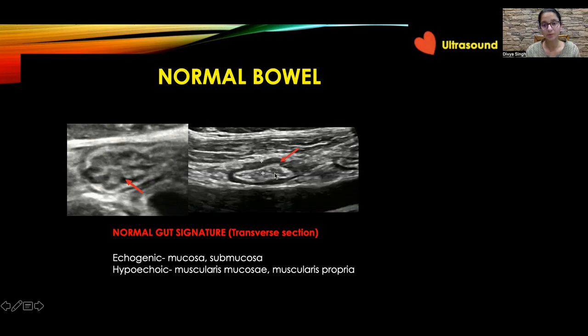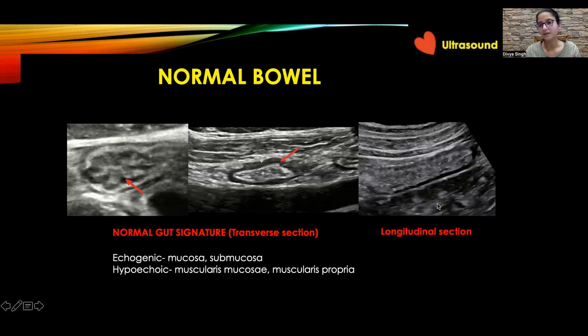Now, if I rotate my probe 90 degrees from this transverse section, I would get a longitudinal section of the bowel as I am here. And here you can appreciate that this is the normal bowel lumen. As you can see, it is in the form of a tube. It is again partially distended because of the presence of food debris in the lumen. And we can appreciate this smooth hypoechoic muscularis propria in the bowel wall, giving a kind of tram track appearance. So this is the appearance of the normal bowel wall in the longitudinal section on ultrasound.